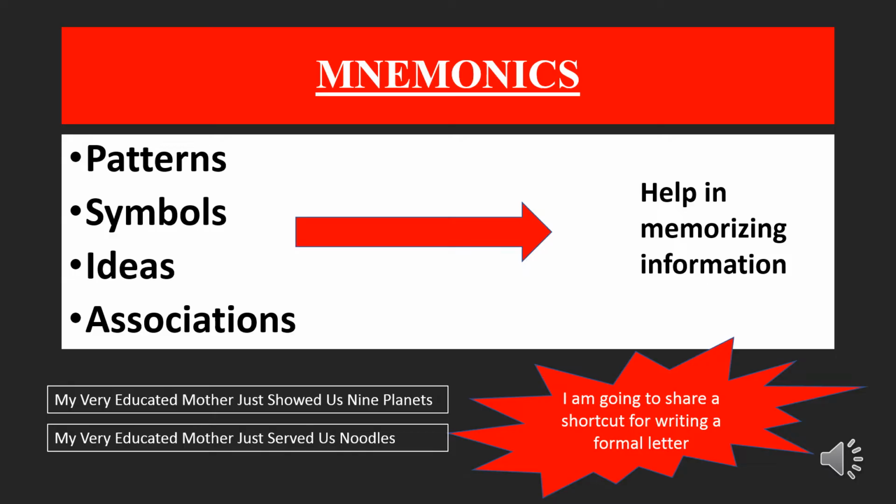Mnemonics are just another way of helping us memorize information. We may use patterns, symbols, ideas, associations, anything at all that can help us remember the information on hand.